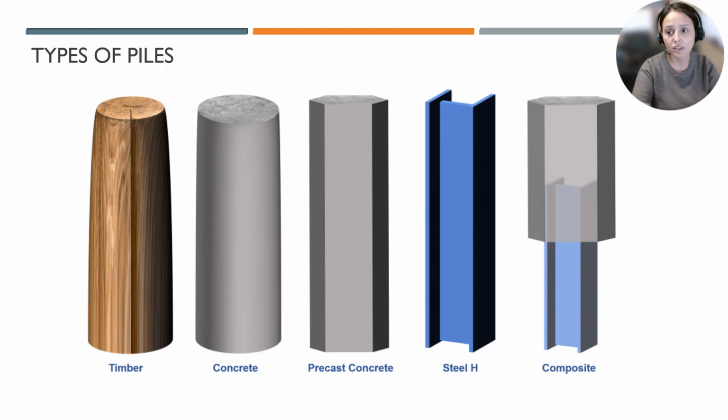Square and H piles, on the other hand, offer different strengths. They resist lateral loads better, develop more skin friction along their flat faces, and penetrate dense soils more effectively, making them a great choice for tougher ground conditions.